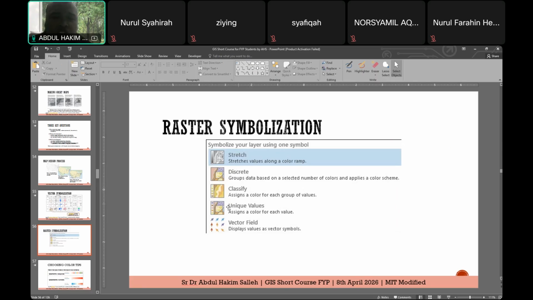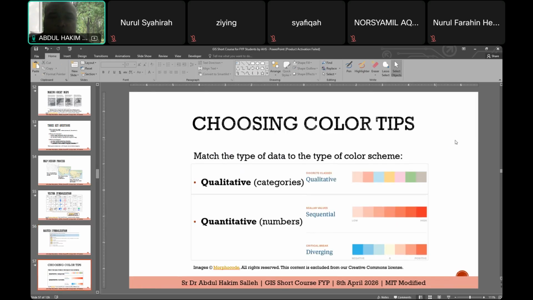Next are the unit values, and the last one will be the vector field, where it shows you directions, whether directions of wind or directions of water flow. This falls under raster symbolization.